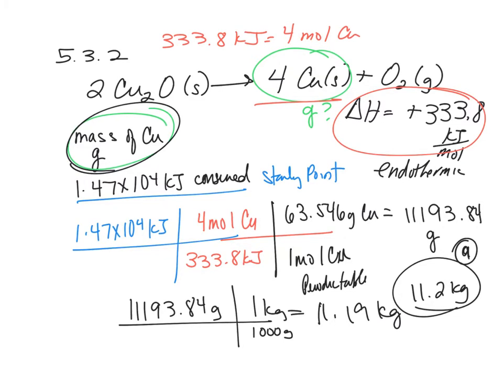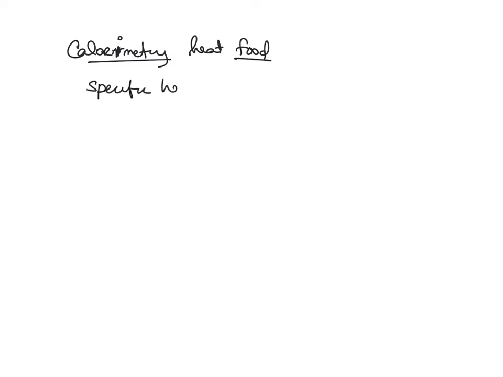Okay, so that's how you use your delta H in those equations. Now, let's talk about calorimetry. In calorimetry, this is how we measure the heat in our food. So if you ever read food labels, you see that. We need to talk about specific heat and heat capacity.